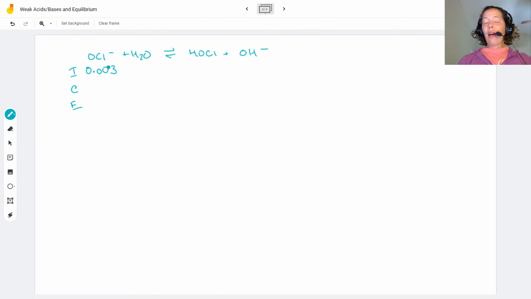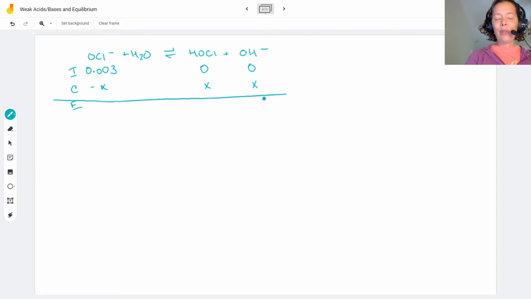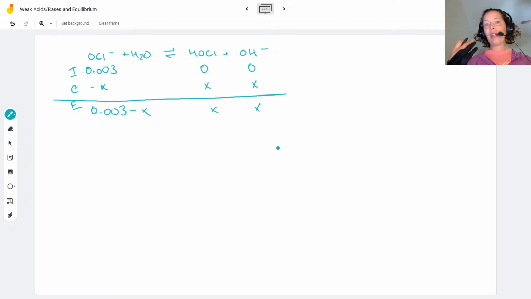We're treating this like any other ICE table. We're going to say initially, we haven't formed any of our hypochlorous acid or any of our hydroxide. We only have our conjugate base. For our change, we're going to use up some of our conjugate base. We're going to form some hypochlorous acid, and we're going to form some hydroxide, but I don't know how much. Now for my equilibrium, I'm just going to add down this column. 0.003 minus x. This is x. This is x. So hopefully this is looking a lot like what we did in our first two problems.